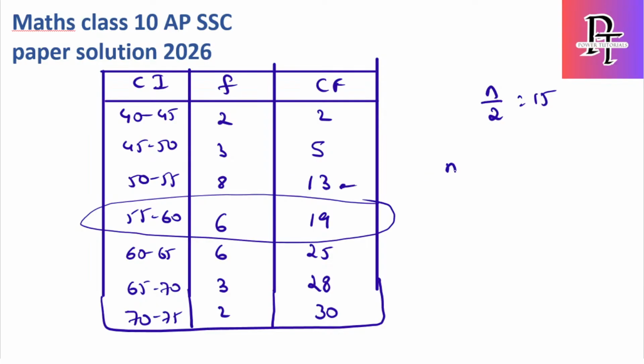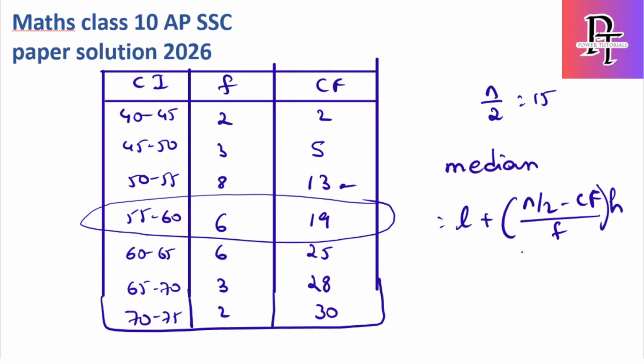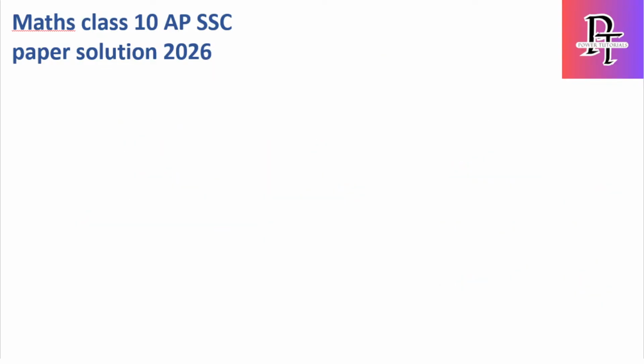So let's set the formula first. The median formula is L plus n by 2 minus Cf by F into H. Set the values. L is 55, 55 plus n by 2 is 30 by 2, which is 15, minus the cumulative frequency of the one before, you have to consider 13, by the frequency of this one, which is 6, into the H value, the interval difference, which is 5. So substitute one by one. 55 plus 2 into 5 is 10 by 6. 55 plus 10 by 6. So we'll get the final answer as 55 plus 5 by 3.